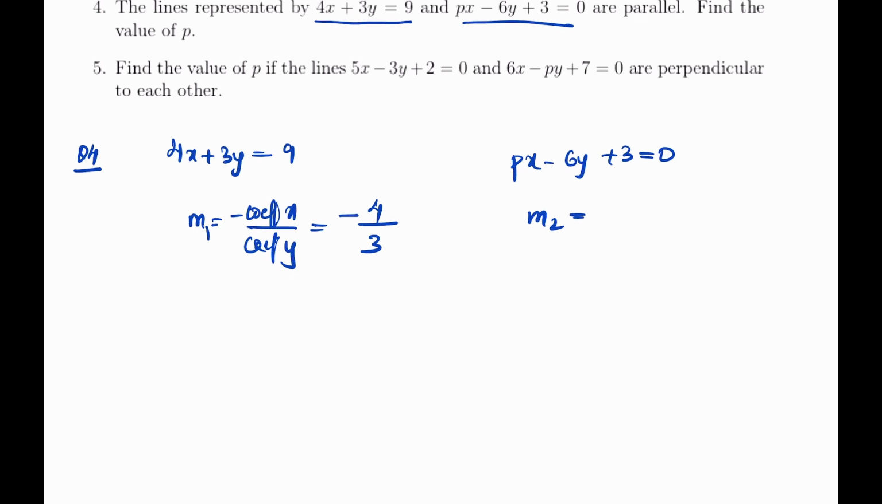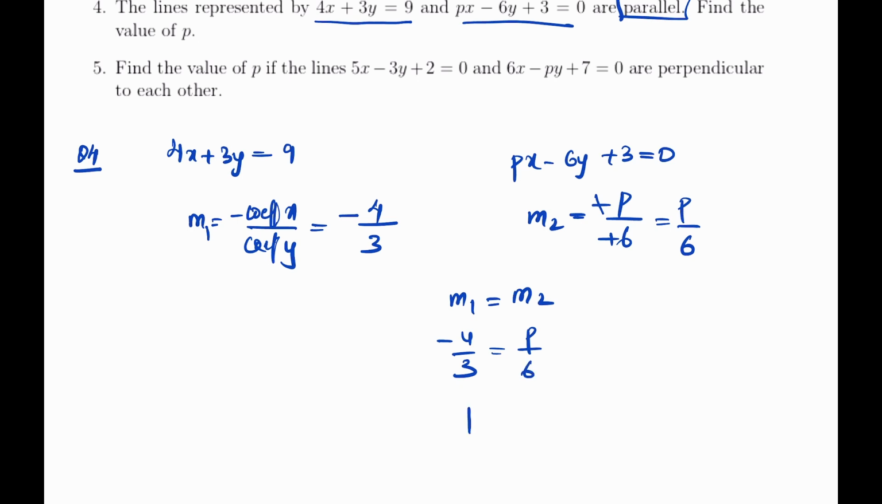In this case, m2 will become minus coefficient of x, that will be p, by coefficient of y, minus 6, which is equal to p by 6. And since they are parallel to each other, m1 is equal to m2. So minus 4 by 3 is equal to p by 6. If we cross multiply, p is equal to minus 4 into 6 by 3. Simplify it, you get minus 8.